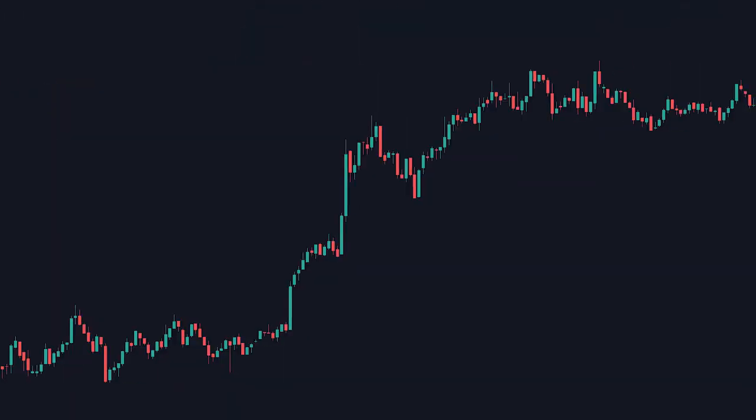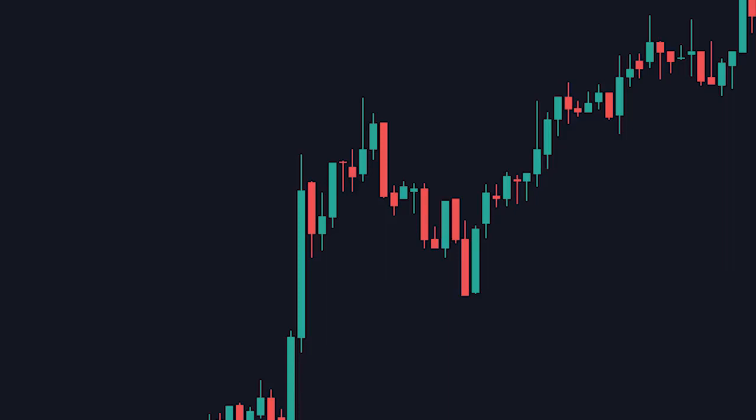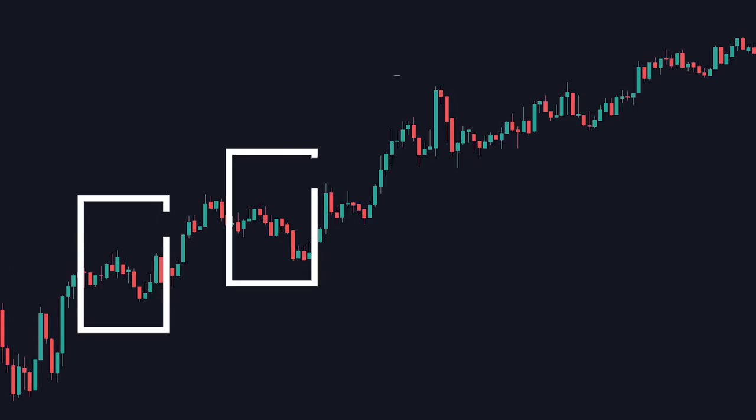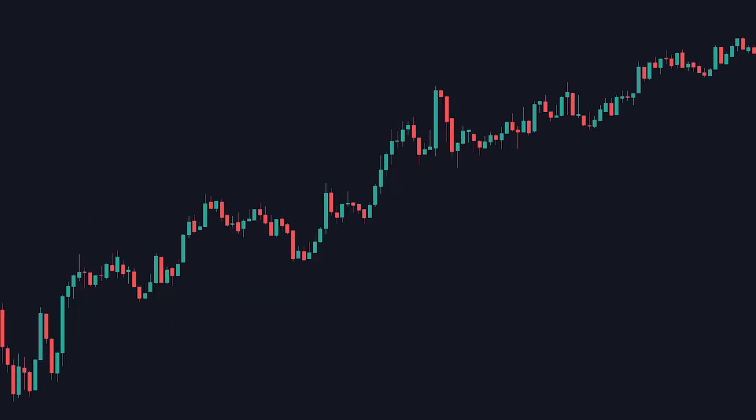The fourth and final secret I'm going to share with you has to deal with pullbacks, and it's a very powerful concept to understand. Let me show you an example. When a chart moves up or down, it does not move in a straight line. It has pullbacks. Pullbacks are these price corrections right here, which give this chart that jaggedy look.